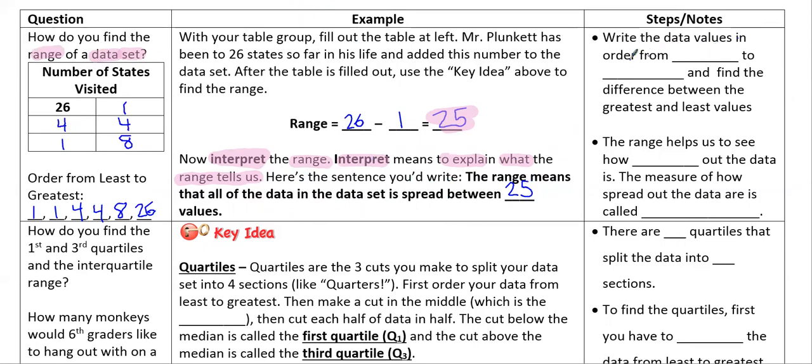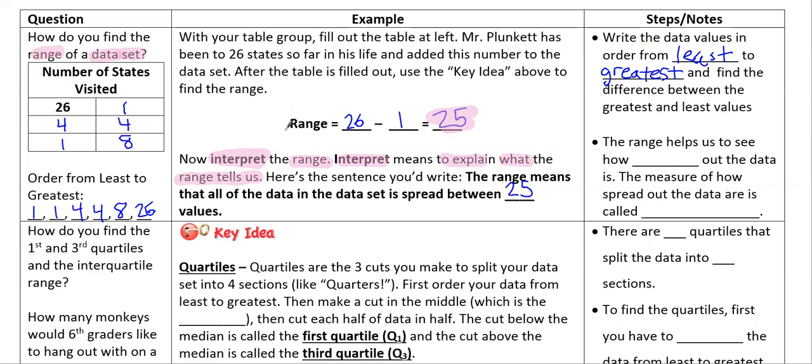Write the data values in order from, how did we do this? Least to greatest. And you should always do that. There's some students asking about the homework. They're like, oh, why am I getting this wrong? And they didn't order their data from least to greatest when they were finding the median. And then you're going to find the difference between the greatest and least values to find the range.